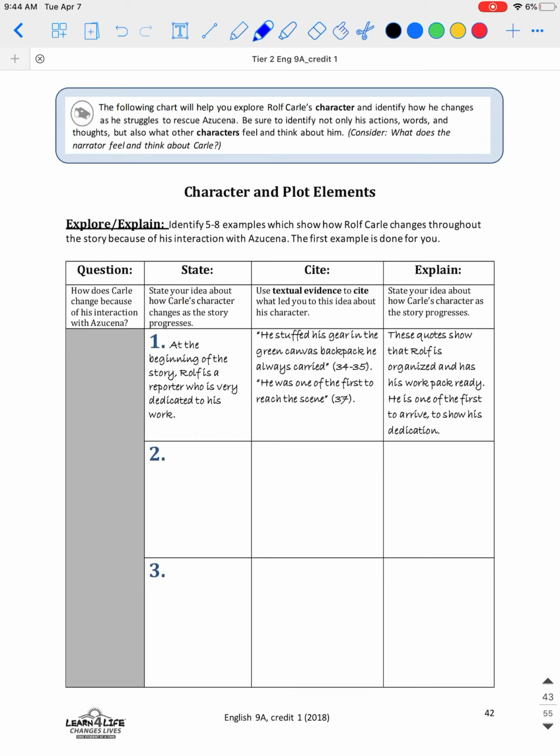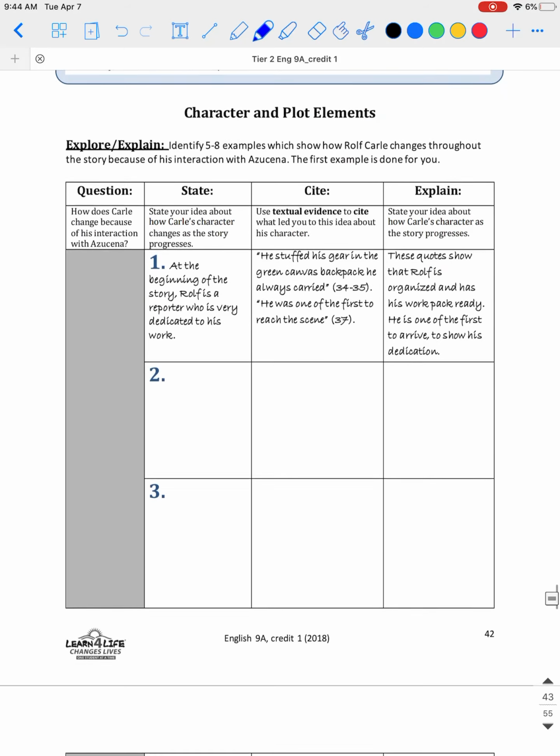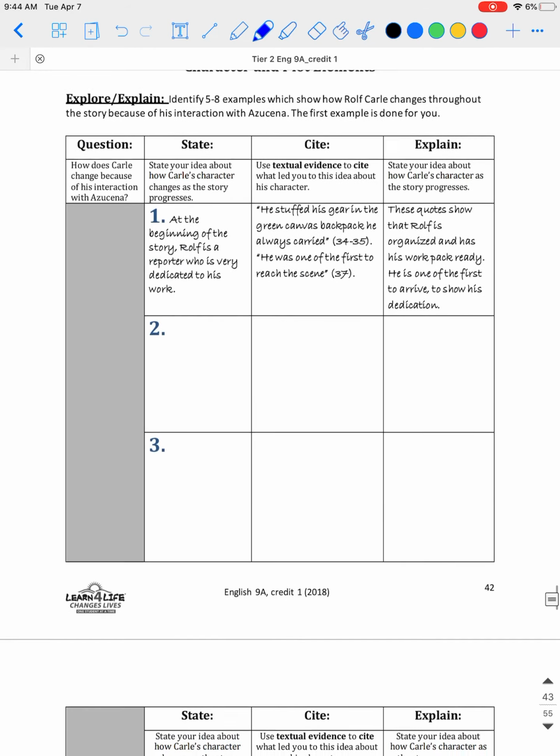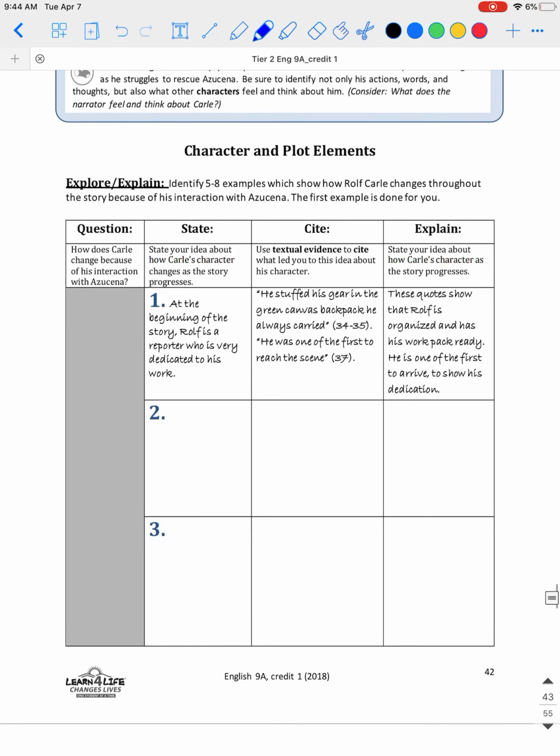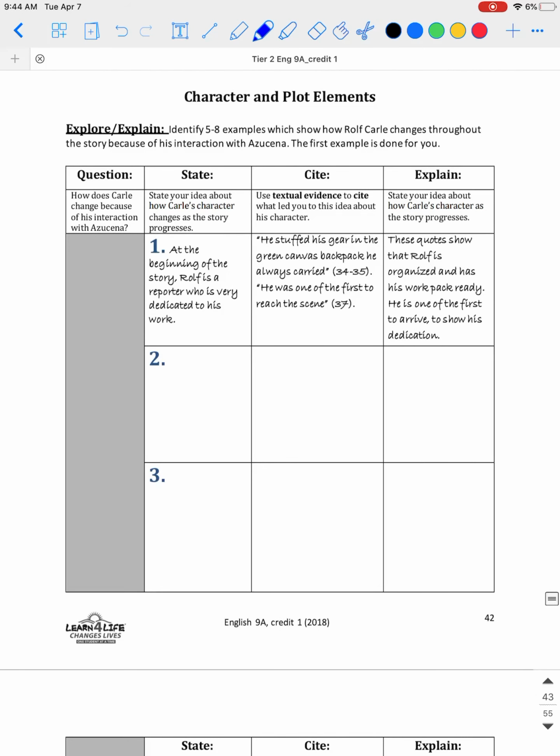The following chart will help you explore Rolf's character and identify how he changes as he struggles to rescue Azucena. Be sure to identify not only his actions, words, and thoughts, but also what other characters feel and think about him. Consider, what does the narrator feel and think about Karl? So you're going to give some examples. So you have 2 pages actually to fill in. You do not need to fill out the entire thing unless you find that much evidence. But this is going to help you build your essay for your performance task.